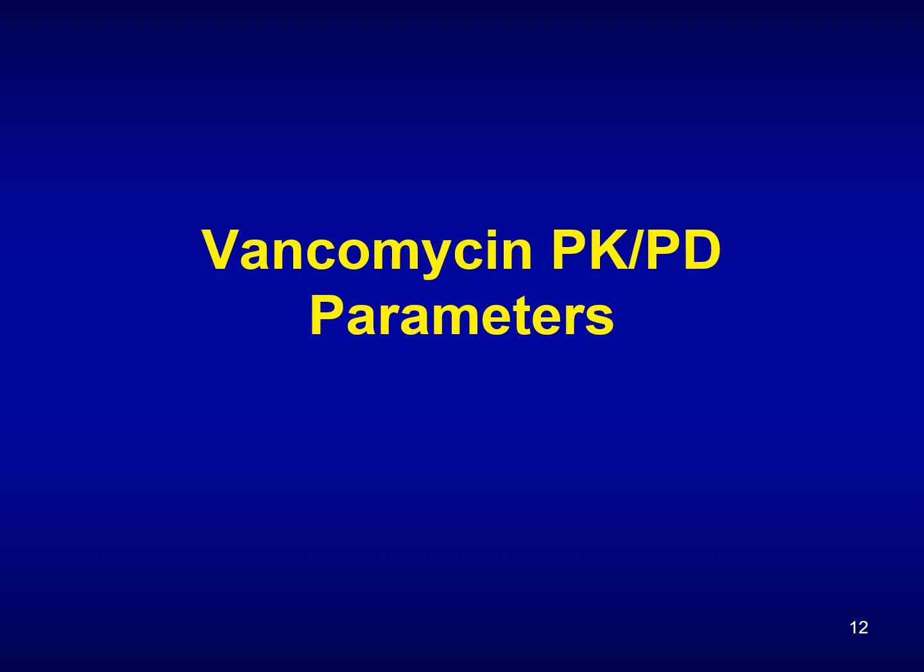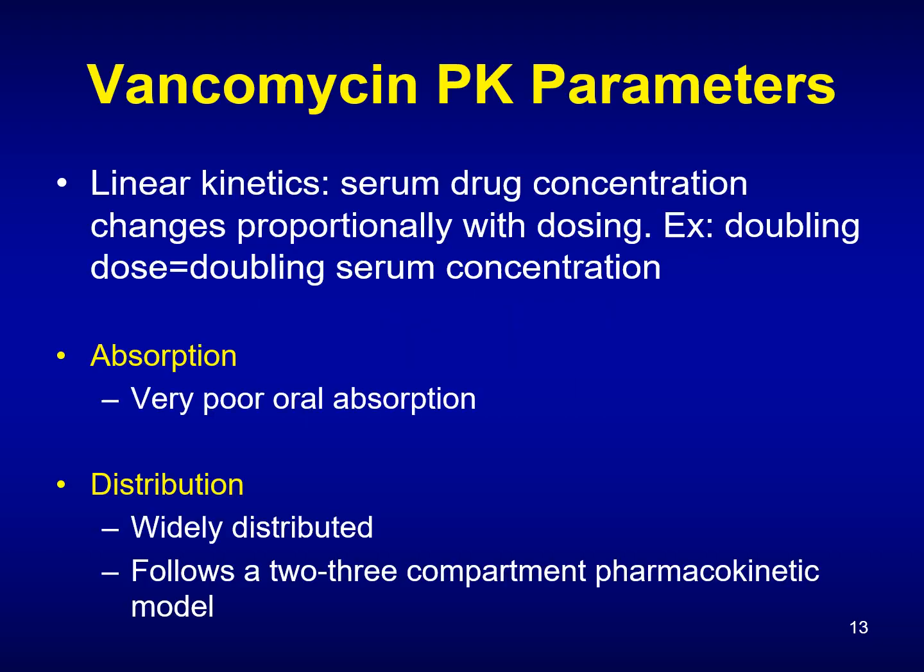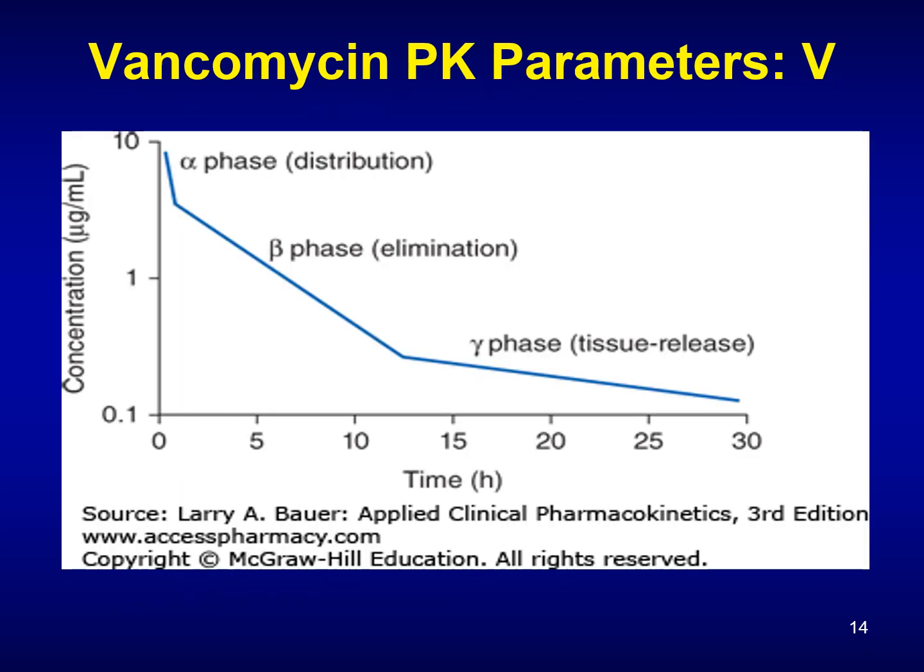Vancomycin PK/PD parameters. Vancomycin displays linear kinetics, meaning serum concentration changes proportionally with dosing. So doubling the dose will double the serum concentration. The drug is poorly orally absorbed, but is widely distributed throughout the body and follows a 2-3 compartment pharmacokinetic model, with an alpha phase for distribution, followed by the elimination phase, and then finally a tissue release phase.